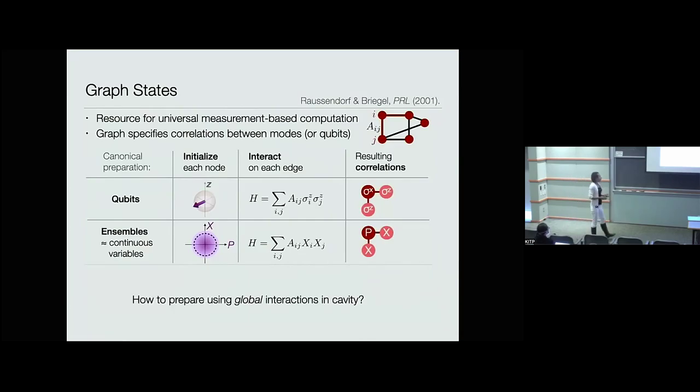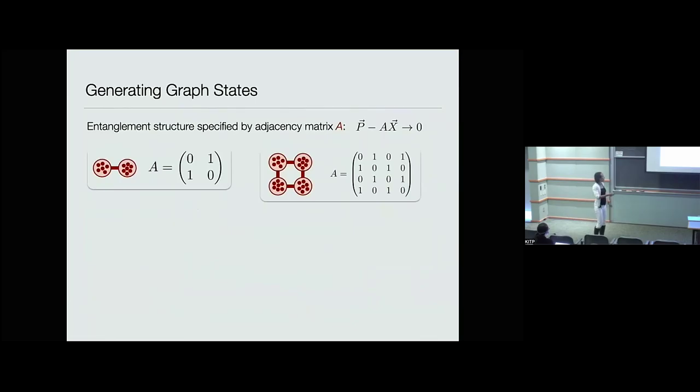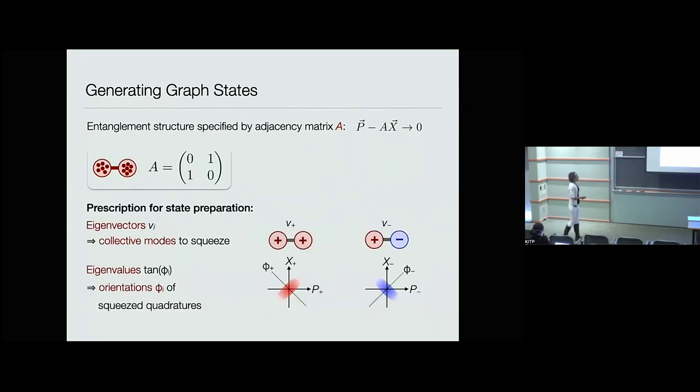So now the question is, in our system, we don't actually introduce arbitrary pairwise interactions. We use these global cavity-mediated interactions. So if you give me a graph, do I actually have a way of making it? The neat thing we realized is if you give me a graph, I can write that out as a matrix, and what I can do is diagonalize that matrix. Here's a simple example for this EPR type state of just two modes. The eigenvectors that I find will actually be collective modes, which are the modes that I should squeeze to make this state. So I've mapped this onto a set of collective operations.